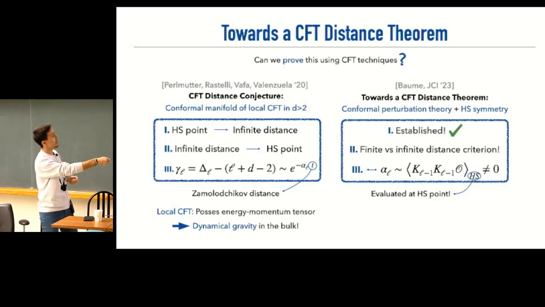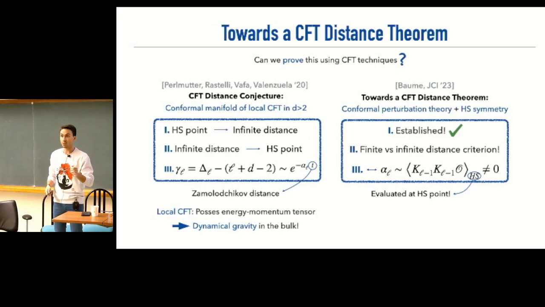And for the third part, what we find is that as you approach a higher spin point, the alpha that appears in this exponential is encoded in a very particular three-point function evaluated at the higher spin point, which is nice because now you can try to take theories that enjoy this higher spin symmetry. They are extremely constrained, and you can try to study this coefficient, put bounds, see if it is non-zero, and all that.